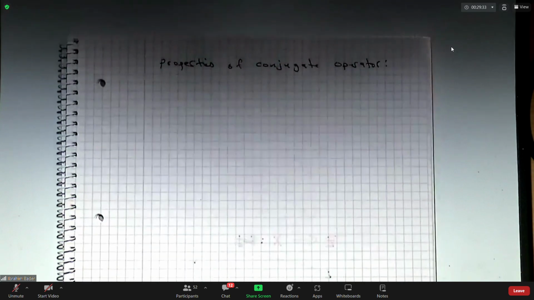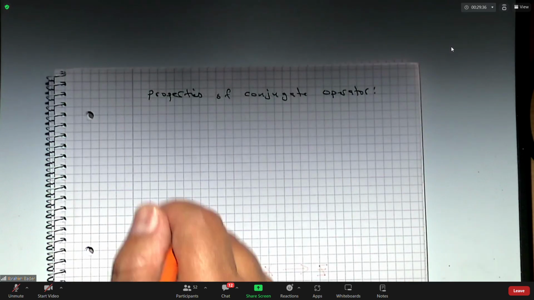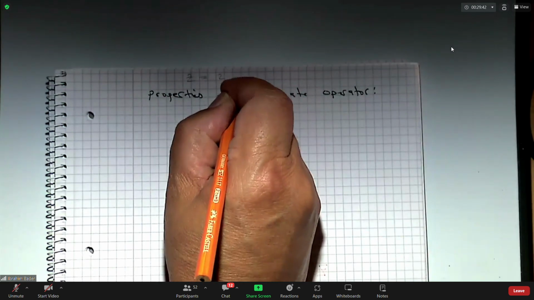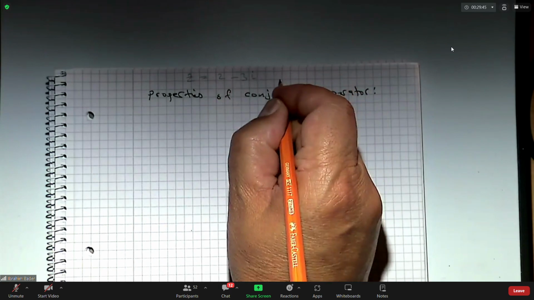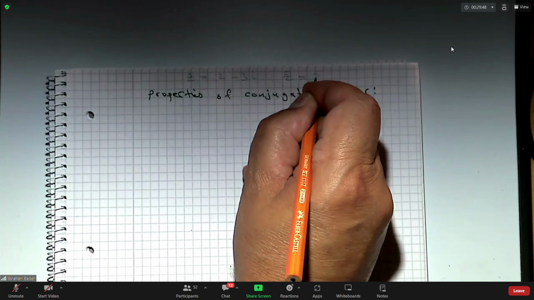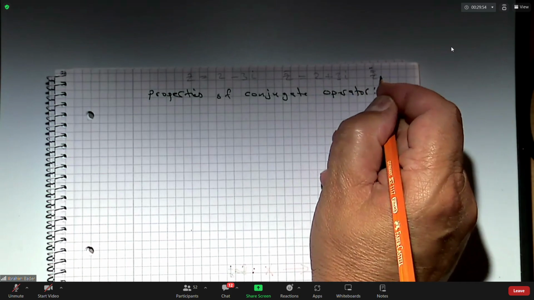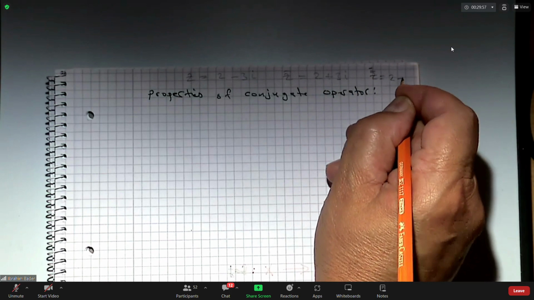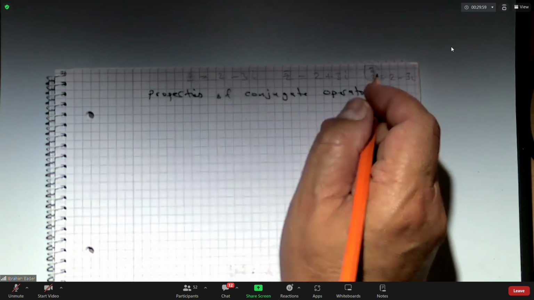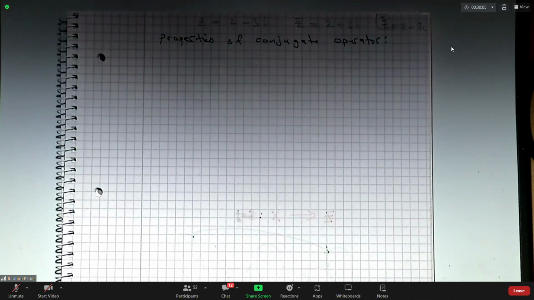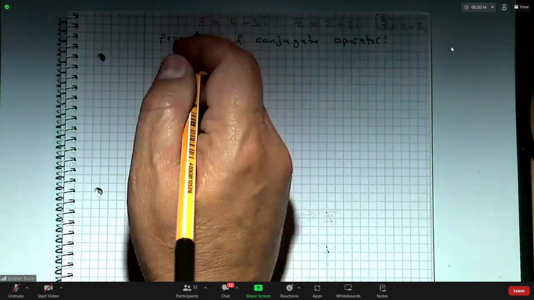So let me just put it here. Maybe if I have z equals 2 plus 3i, right? Then I take the conjugate, 2 minus 3i, right? Then I take the conjugate of the conjugate again, 2 plus 3i. So if I apply the conjugate twice, I will get back to the original number, right? This is what we call an involution. If you apply something twice, you will be getting the same. It's just like negation, right?